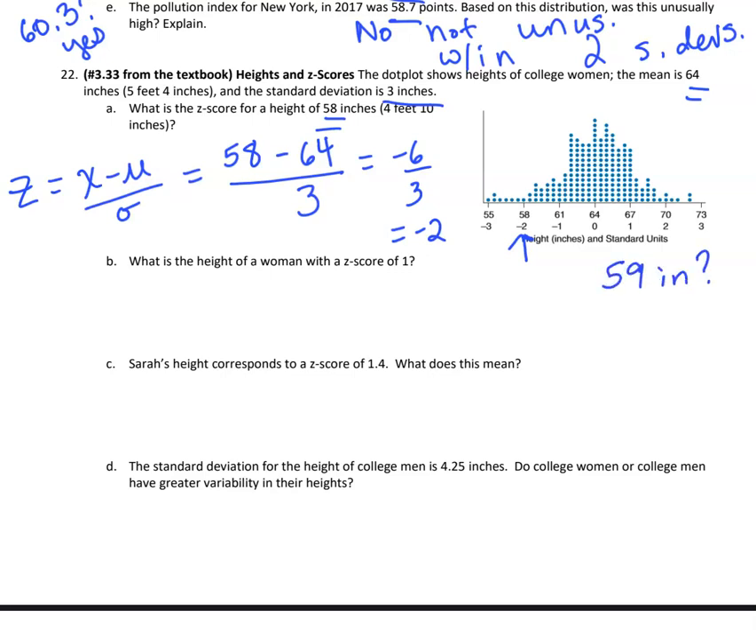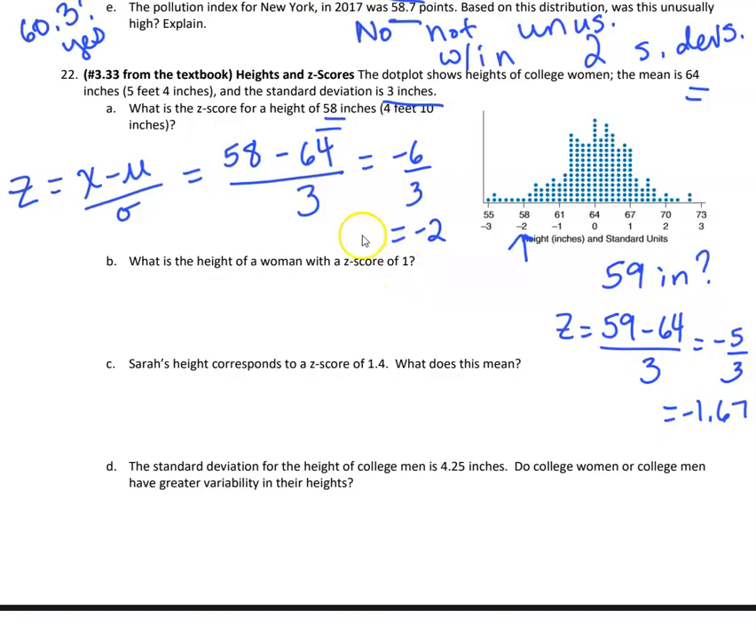59 inches, for example, then the z-score would have been 59 minus 64 divided by 3, which would have been negative 5 over 3. So, of course, 5 divided by 3 is going to be a decimal. That would be negative 1.6 repeating, so negative 1.67 if you round it. So this formula will allow you to find a z-score for any value, no matter where it is in the symmetric distribution.